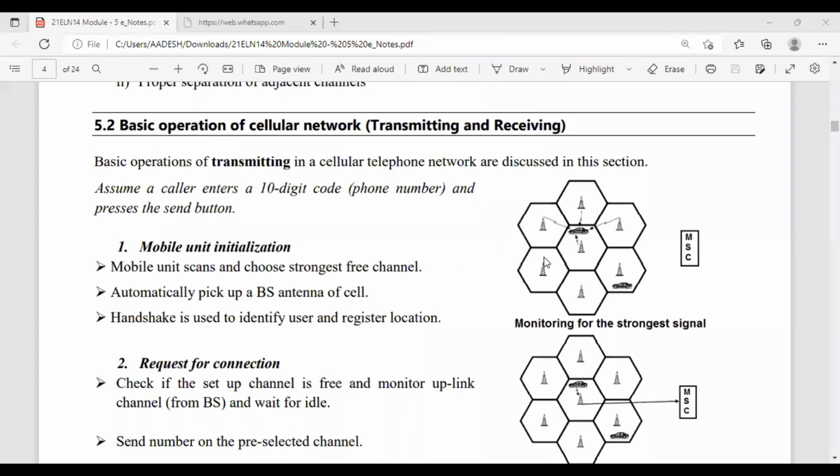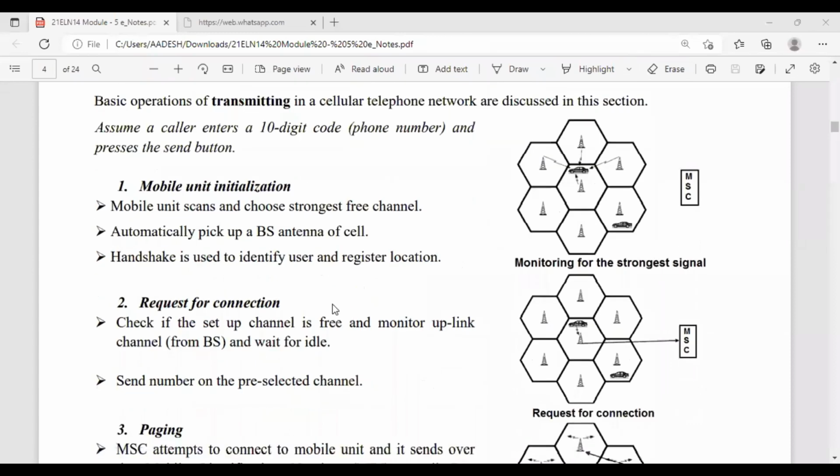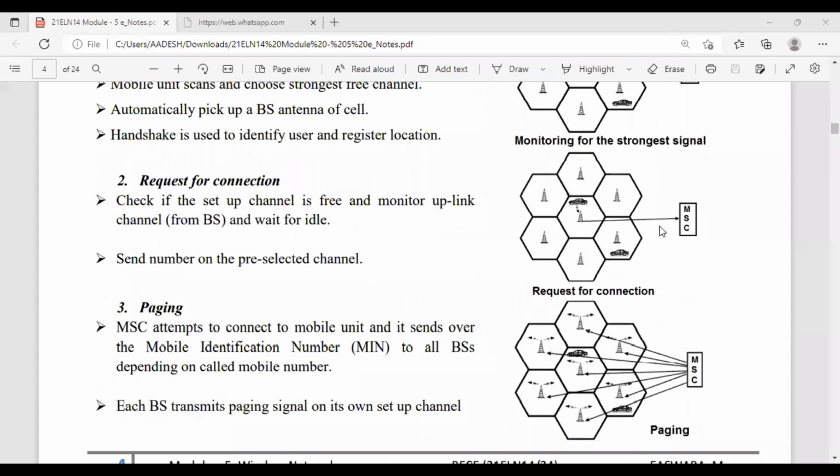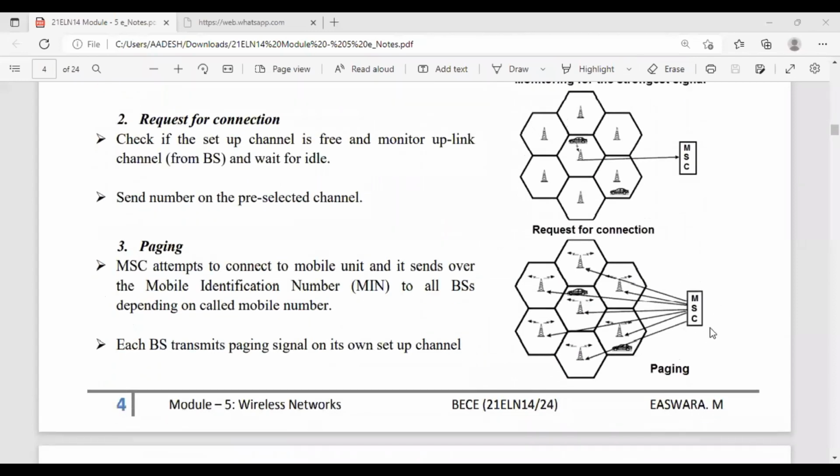Okay, so it will request its base station, and then the base station in turn will send the same request to the MSC. Here you can see the mobile user sends the request to the base station. The base station in turn sends the request to the MSC, and after that the MSC will page, which means it will broadcast the called party number to all the cells which it is covering.